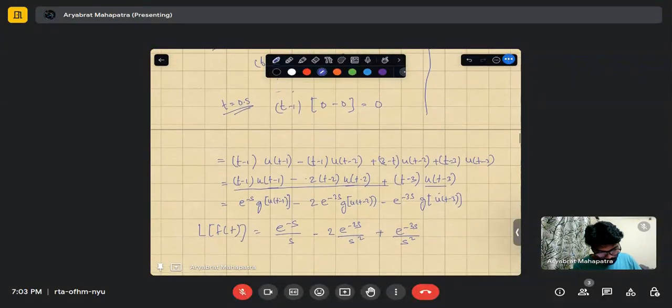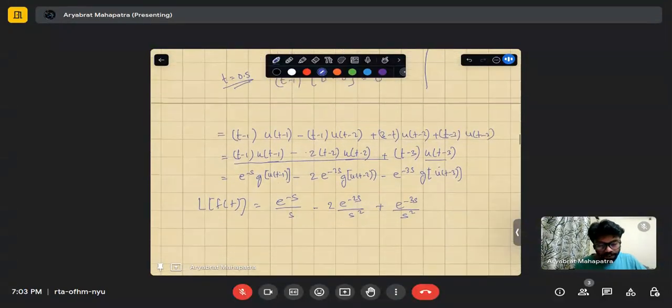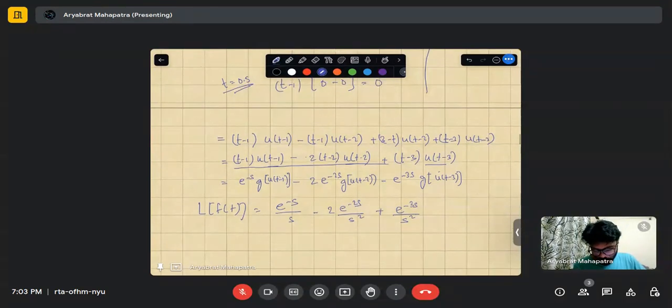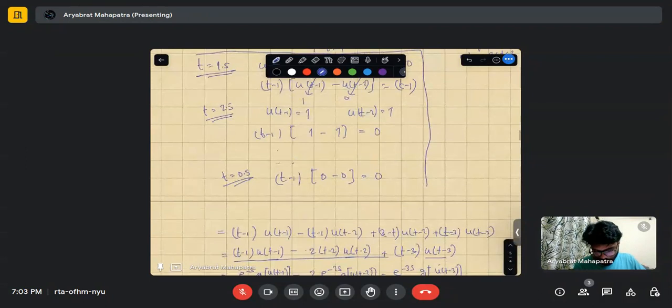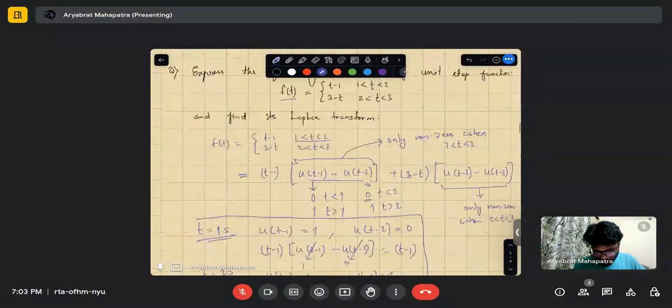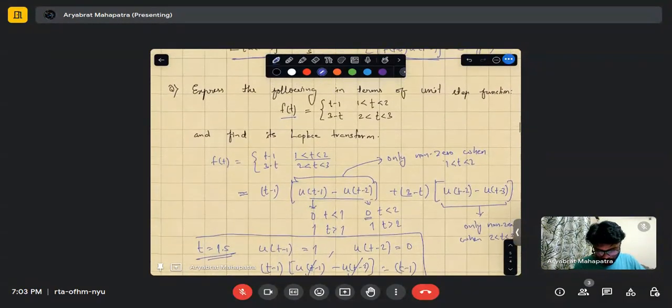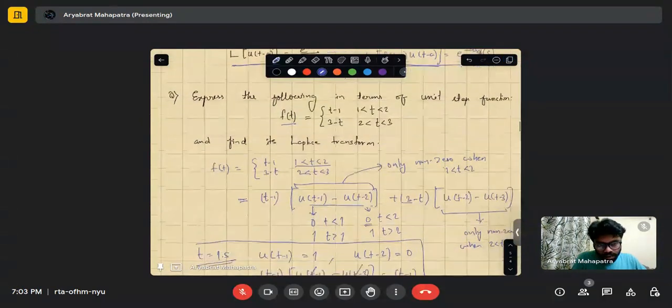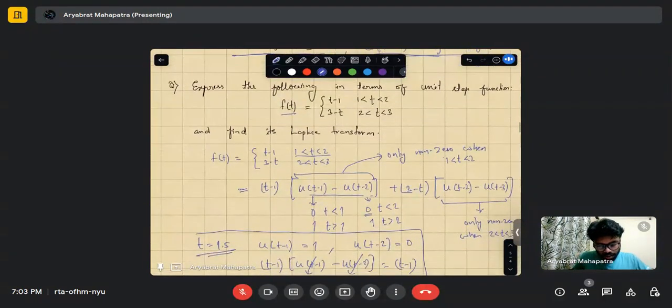So I hope this one is clear for Nachiketa? Wonderful. Fine.